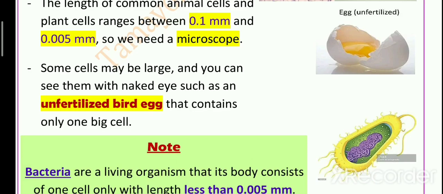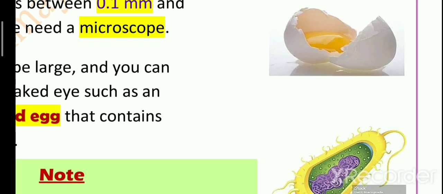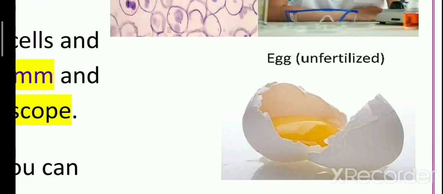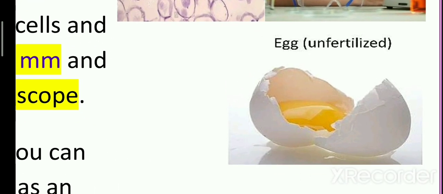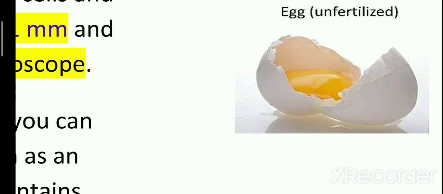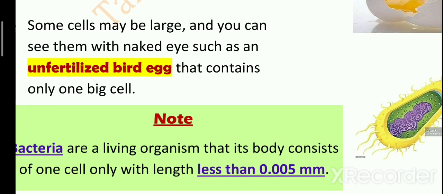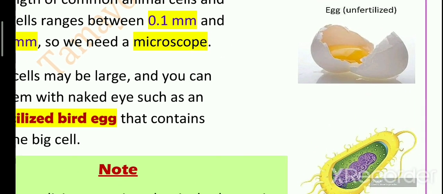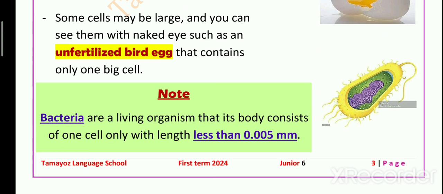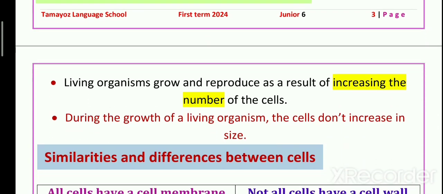contains only one pixel. As you can see in this picture, this unfertilized bird egg, it's a large cell, so we can see it with the naked eye, and we don't need a microscope to observe it. An unfertilized egg contains one big cell only. One big cell only. Any problem until now? Okay, right.